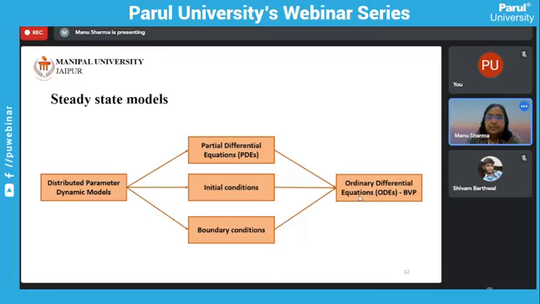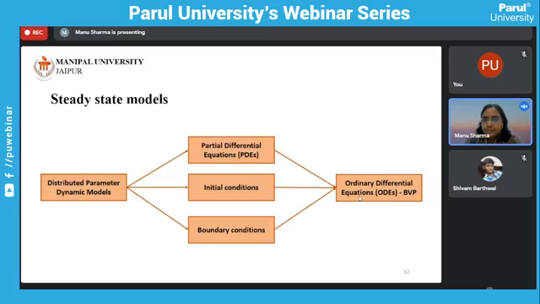In case of distributed parameter dynamic models, we had a set of partial differential equations. Now, if we are assuming that we have a steady state model, that means the time derivative is zero. So partial differential equations can be reduced to ordinary differential equations along with the boundary value problem. Such types of equations are known as ODE-BVP, ordinary differential equations with a set of boundary conditions.